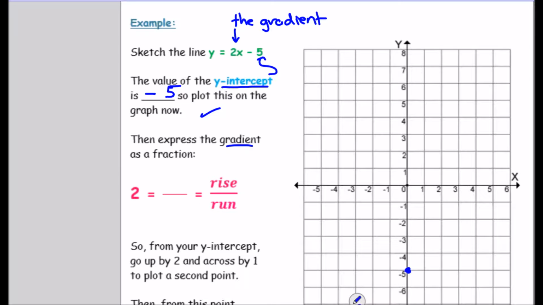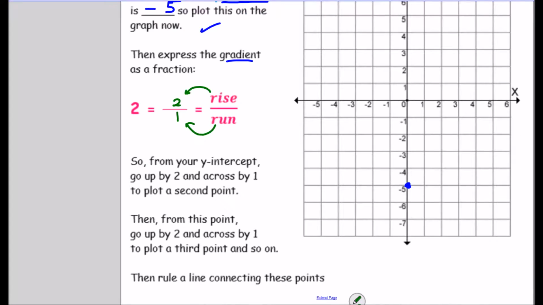I want to do it in green. So 2 over 1. 2 is the same as 2 over 1. So we have a rise of 2 and a run of 1. From your y-intercept, that blue point at negative 5, go up by 2 and across by 1, because it's a rise of 2 and a run of 1. From the blue point, with my green pen, I'm going to go up 2 and across 1. There you go, there's my second point.